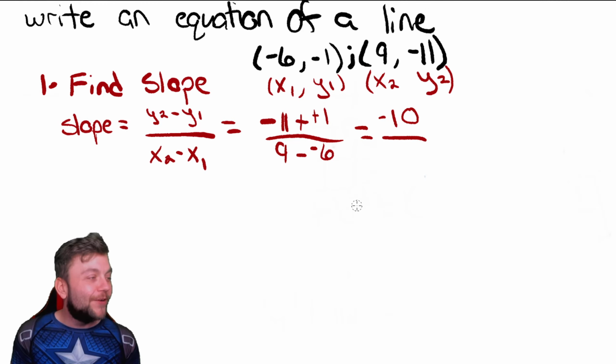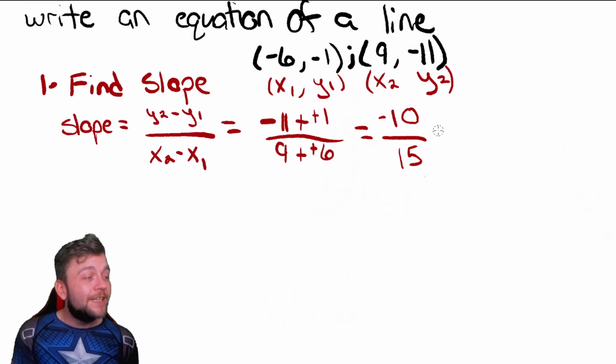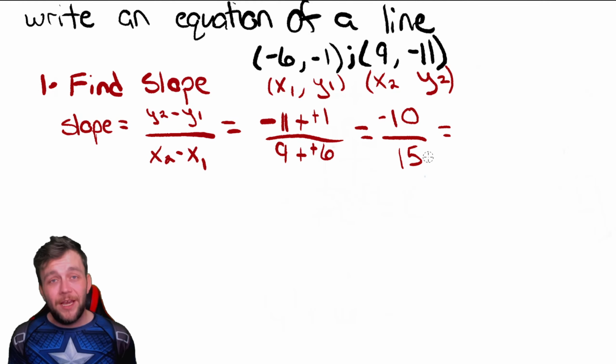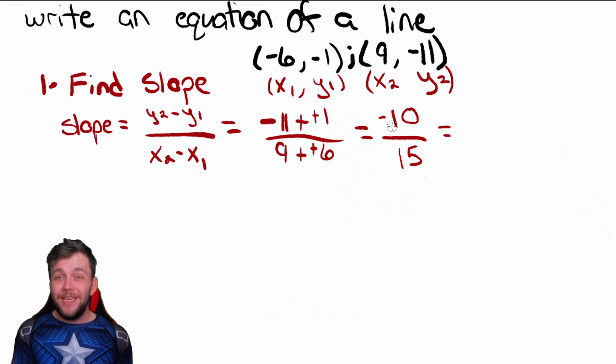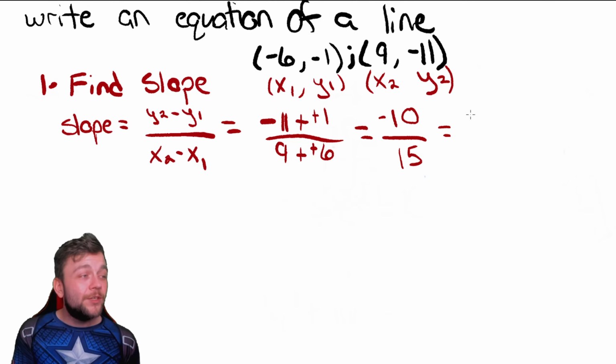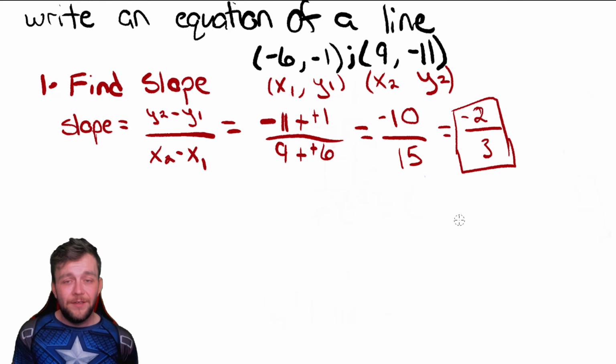9 minus a negative 6. Well, what happens when you minus a negative? It turns into a positive, so 9 plus 6, and that is a positive 15. This can reduce down. What number goes into both the negative 10 and the 15? It's 5. 5 goes into both of these. We have a negative 2 on top, all over a positive 3 on the bottom. So this is our slope. Boom. Easy peasy. Not too bad.